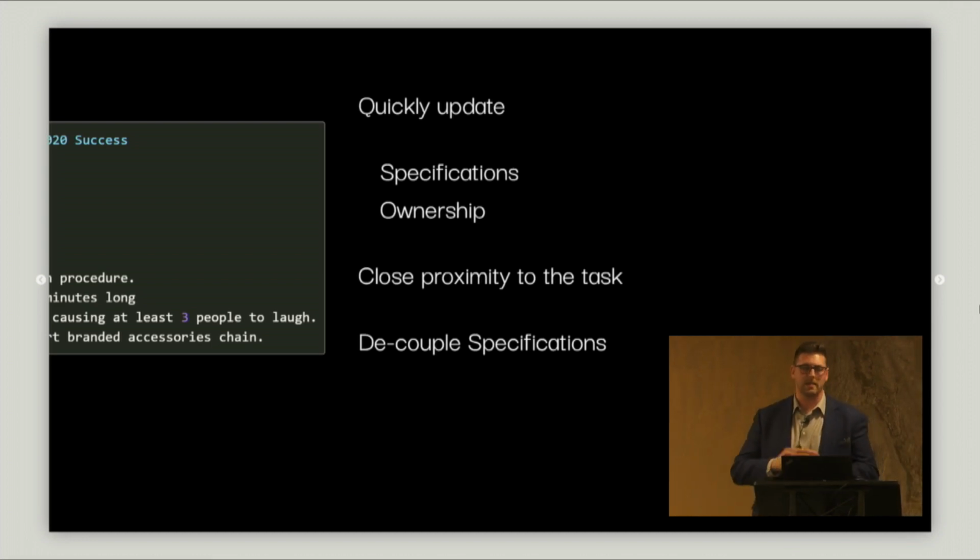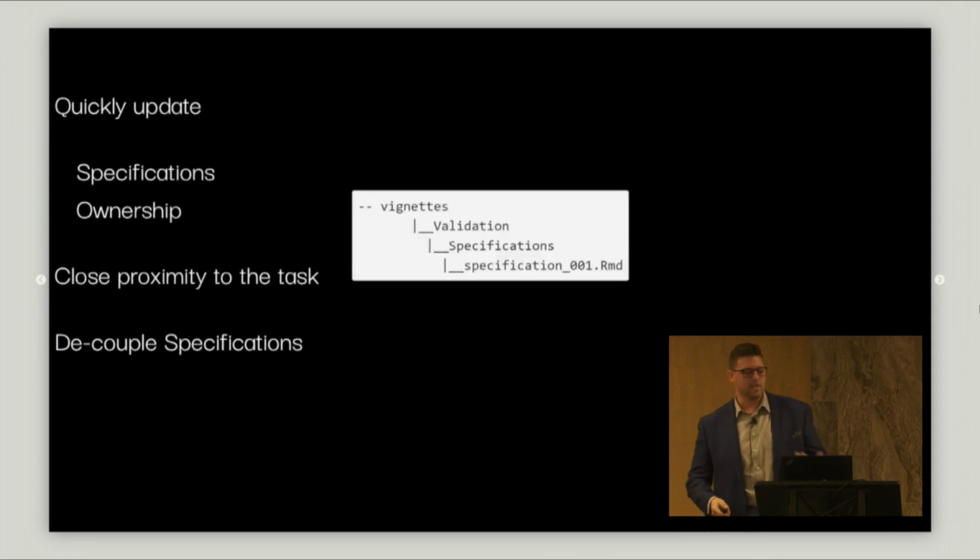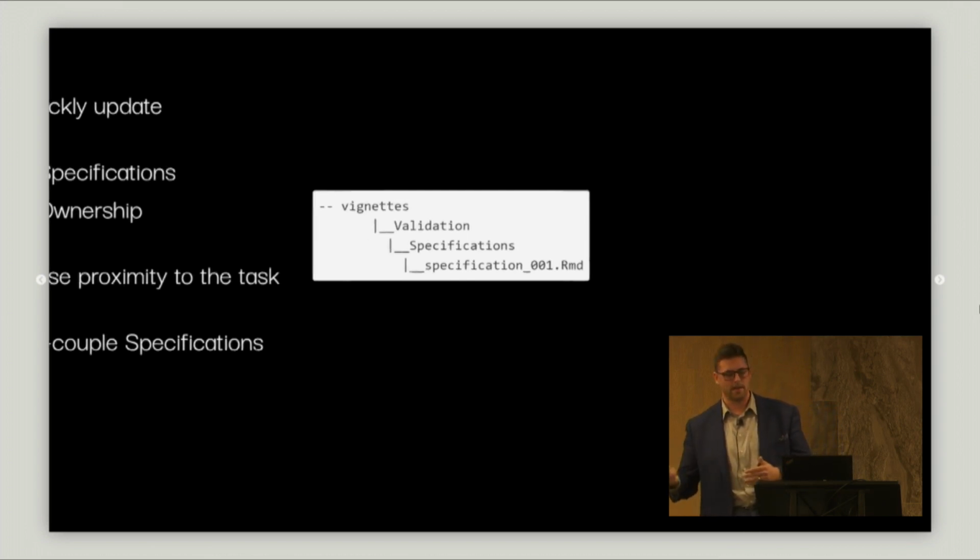And also, by separating out the specifications in their own files, it forces you to decouple your specifications so they're not reliant on one another, so you can make very clear specifications. These specification Markdown files, we suggest putting them under the vignettes folder, creating a validation folder, and finally creating a folder for all your specifications and dropping all of them in there.